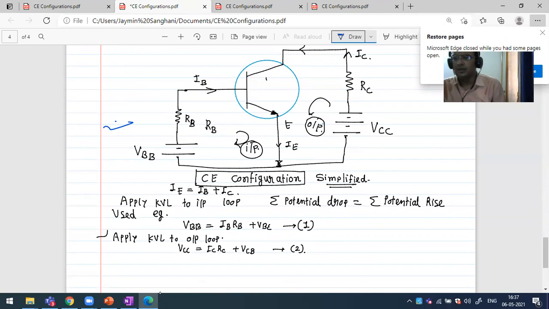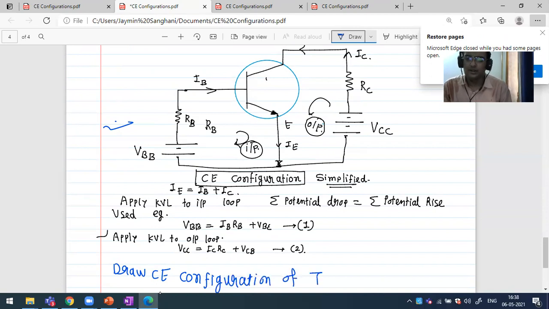If in the GTU exam a question is asked like that, draw the common emitter configuration of transistor, at that time sketch this diagram: RB resistor, IB, IE, output RC, IC. See this, IE equals IB plus IC.